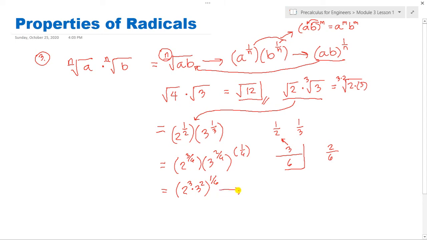Now, if we are going to convert it back to a radical expression, then we can say this as the 6th root. Kasi remember, yung denominator natin dito will serve as your index. The 6th root of this expression inside the parentheses. So we have here 2 cubed times 3 squared. Although it is not discussed in your module, this is just added information to you.